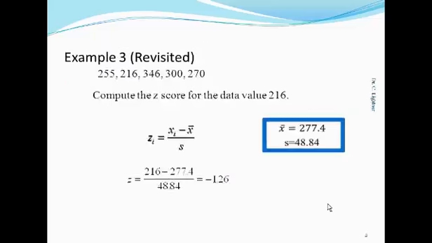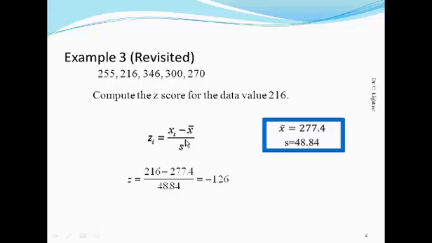Let's explore this data set. Compute the z-score for the data value 216. Using the z-score formula here, the z-score for 216 is equal to 216 minus the mean divided by the standard deviation. For this data set, the mean value is 277.4 and the standard deviation is 48.84.